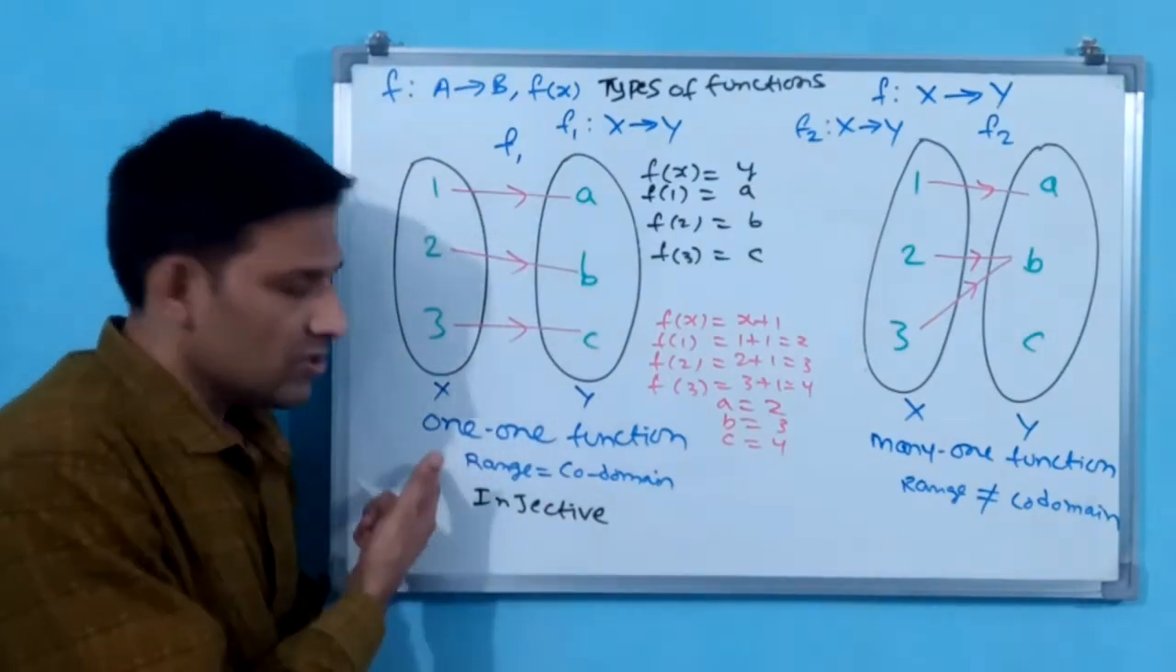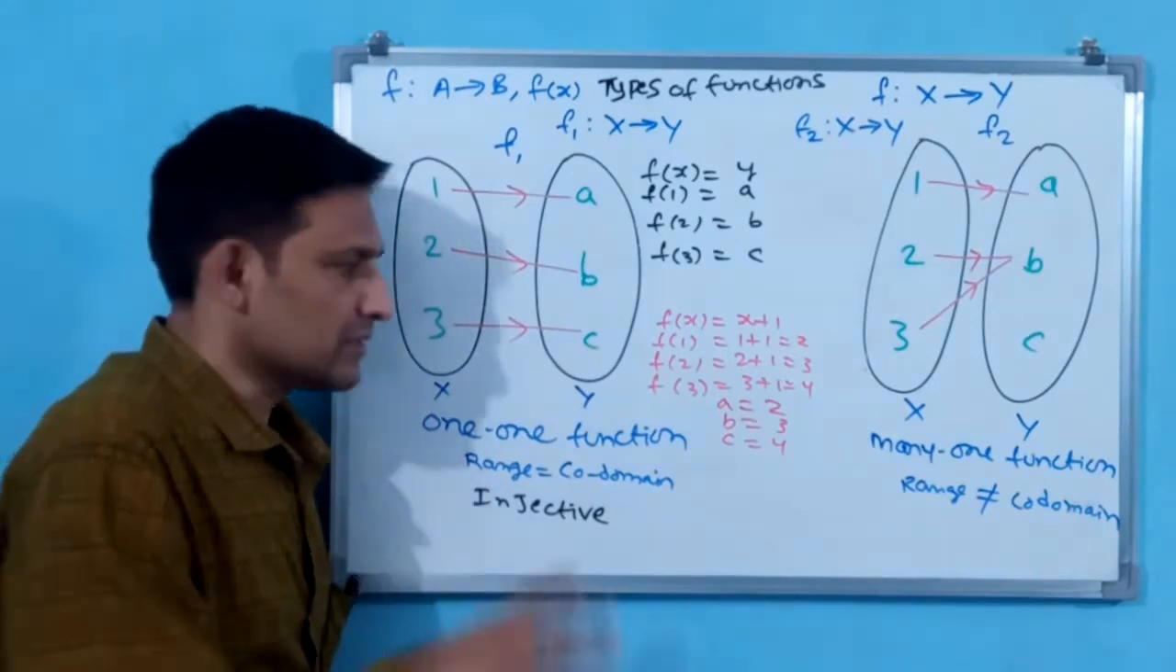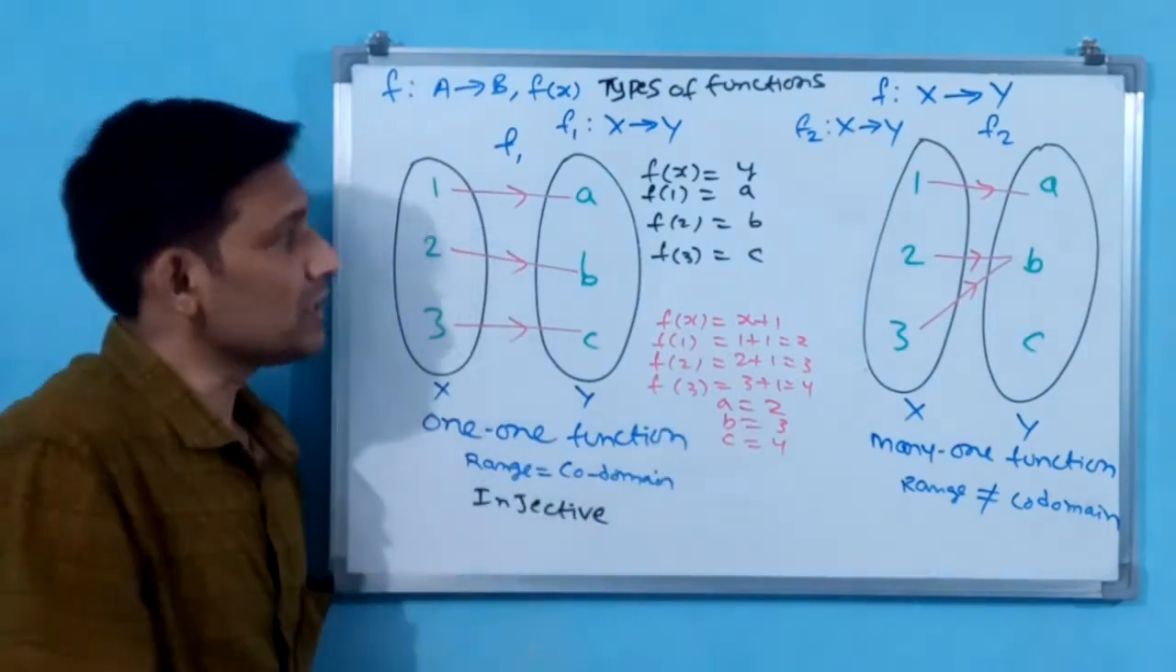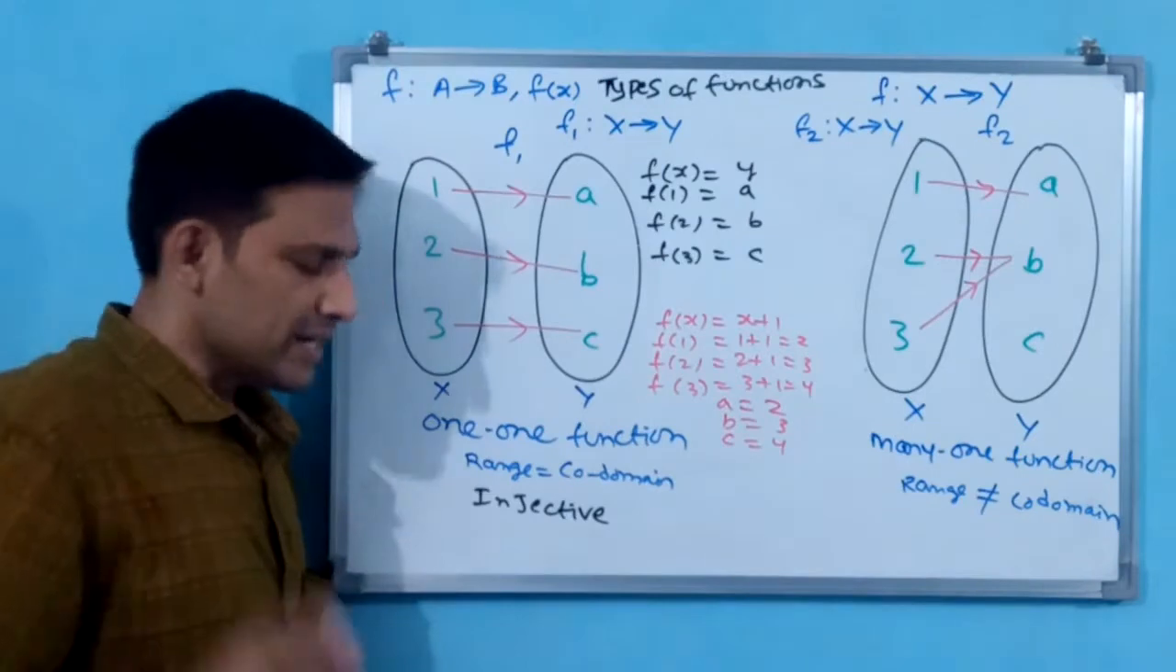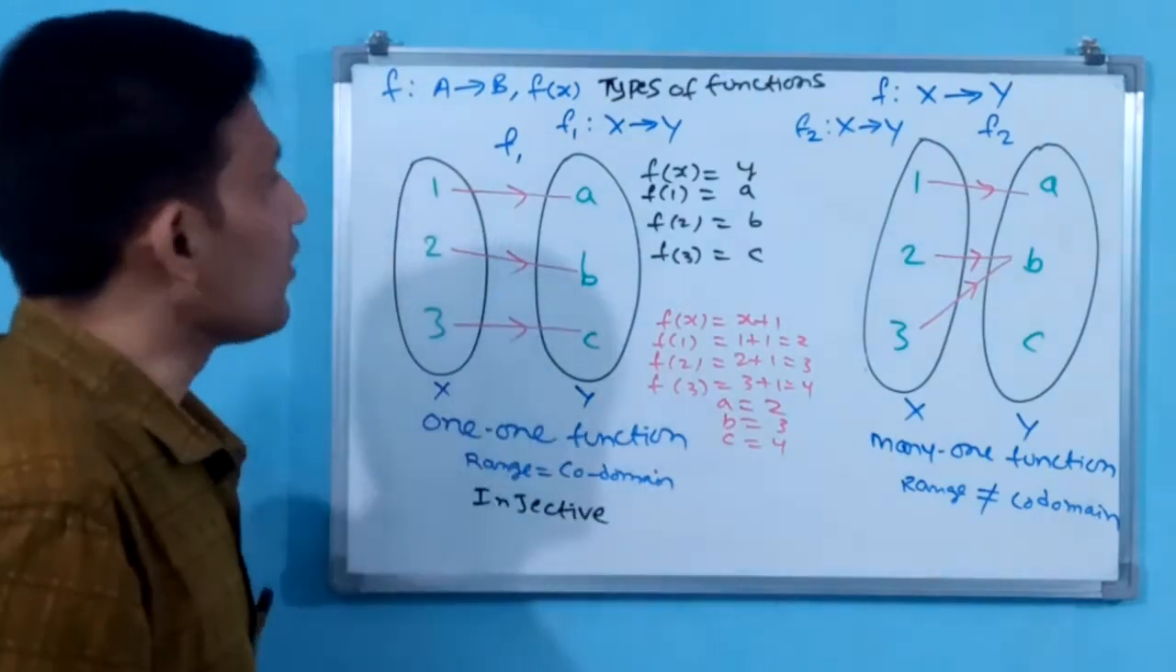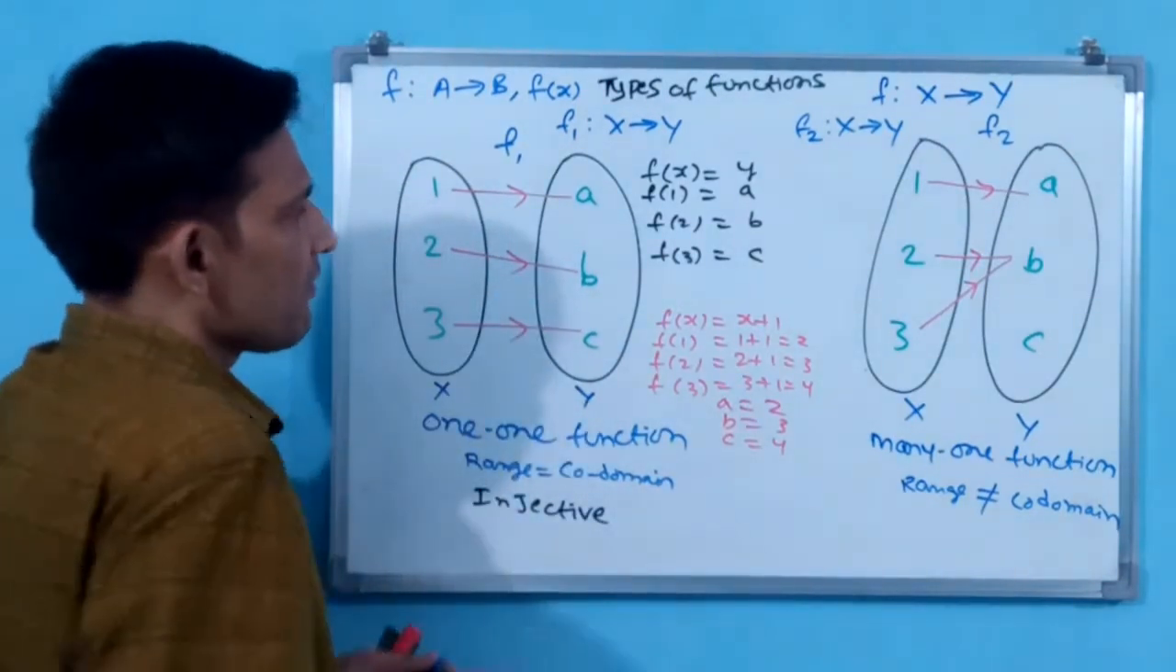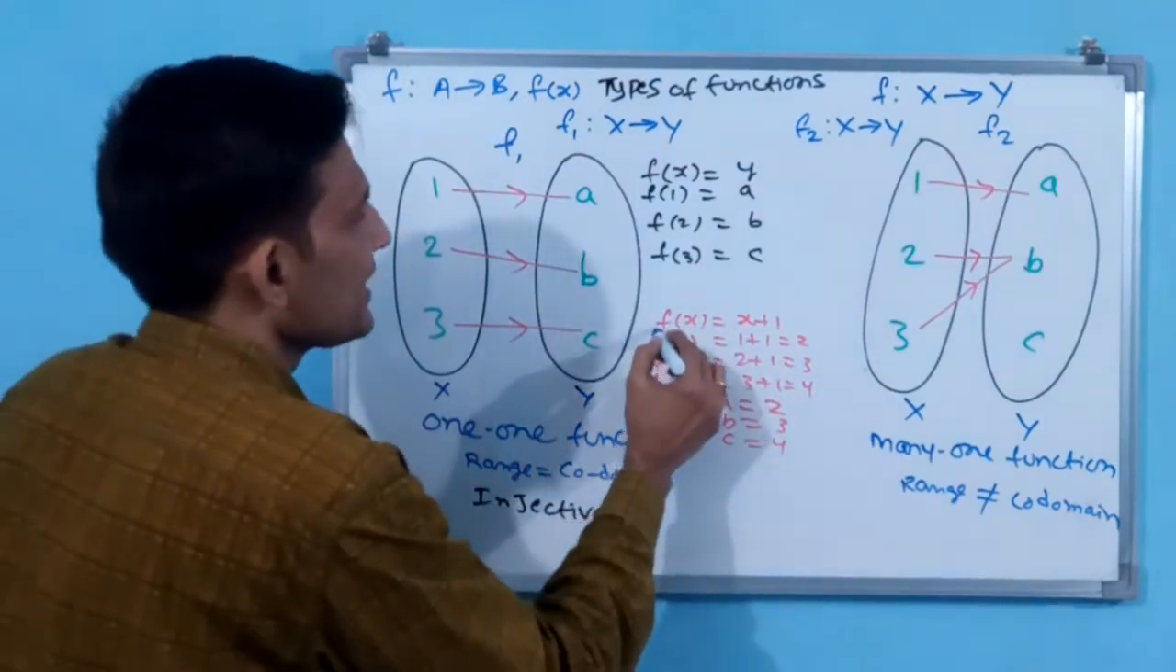But for representation of this one-one function or injective function, some notations are there. But with those notations and these, you should not get confused. Okay, how to make the notation? Say f of x is equal to x plus 1 only, I have taken.